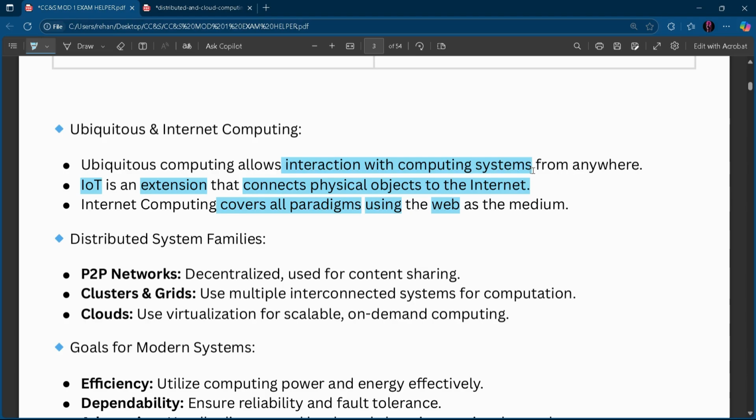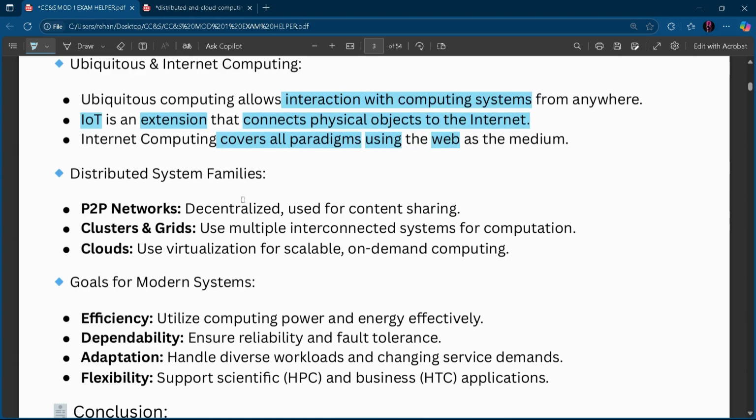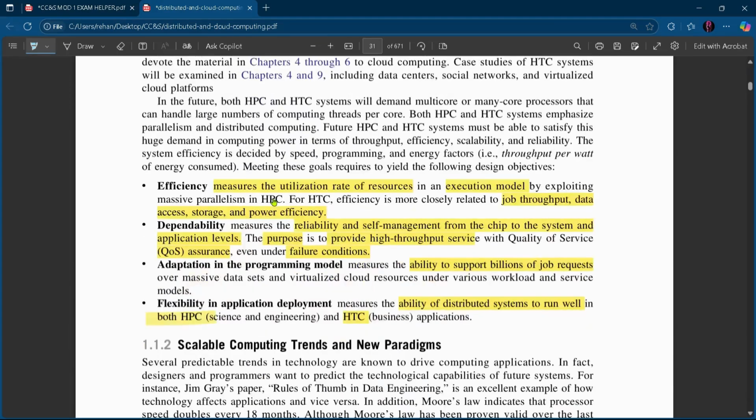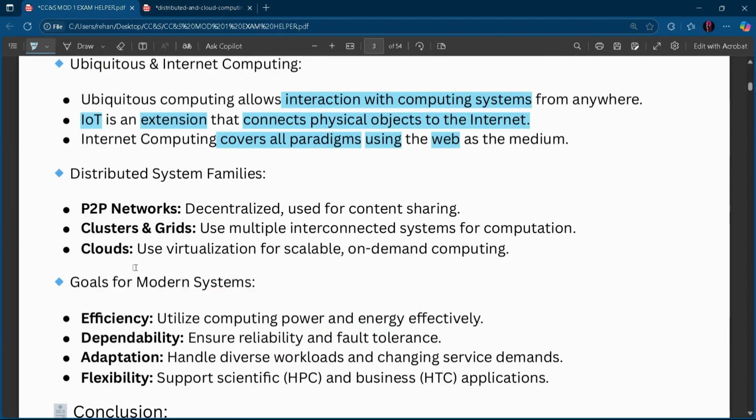I told you that IoT, Internet of Things, works via sensors, GPS, and RFID, radio frequency identification. All those things help to connect physical objects to the internet. Then internet computing covers all paradigms using the web as the medium. Then distributed system families, which have efficiency, dependability, adaptation, and flexibility. So what are the distributed system families? Peer-to-peer networks, clusters, grids, and clouds.